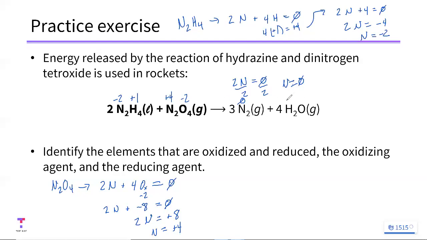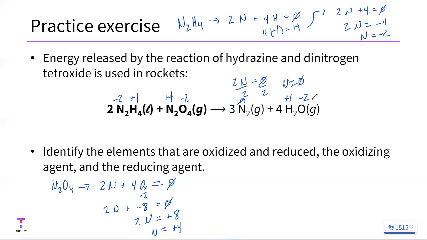For water, well, this one's actually pretty easy because we've got hydrogen in a compound and oxygen in a compound, and so they just kind of fall to their default states. +1 for hydrogen, -2 for oxygen. And if we did the math, it would work out. So now we've assigned all of the oxidation numbers.